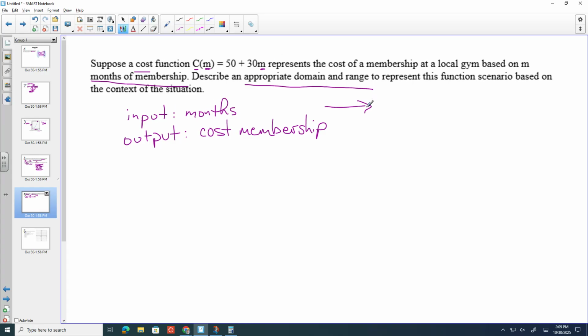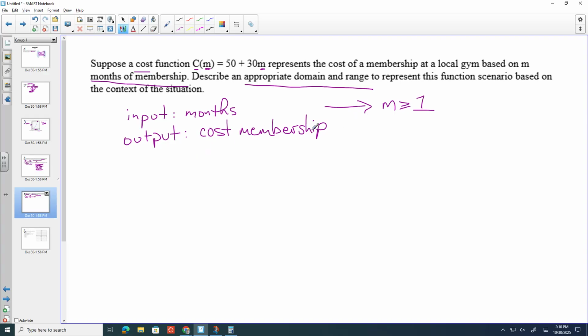Could it include 0? I guess technically you could argue that 0 could be a possible value, though I think there's an argument to say that you would have to be a member for at least 1 month, right? And so if you make the assumption that you have to be there for at least 1 month, then your domain would be values of M greater than or equal to 1. Everything that's 1 month or more is however many months you would pay for a membership at a local gym.